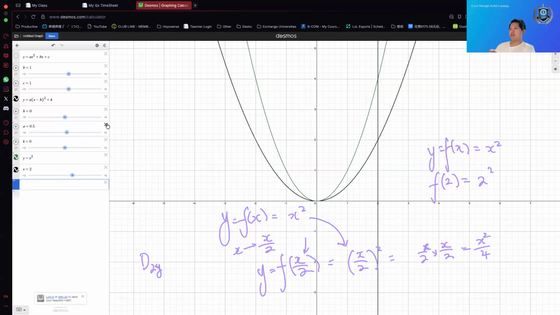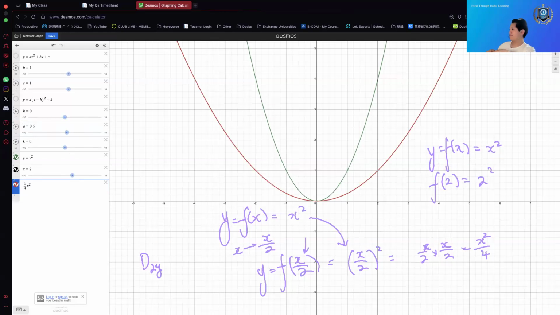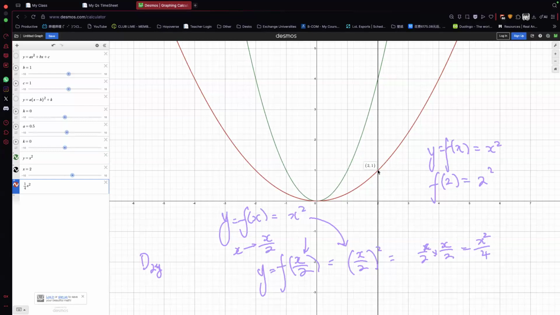Okay, so if I decide to change it a bit, right? I have x squared, and now I have, let's say, 1 on 4, 1 on 4, x squared. Interesting, right? I originally had my value at 1, 1, right? Now it's being stretched out, and now I have 2, 1. Do you see this? Yep.